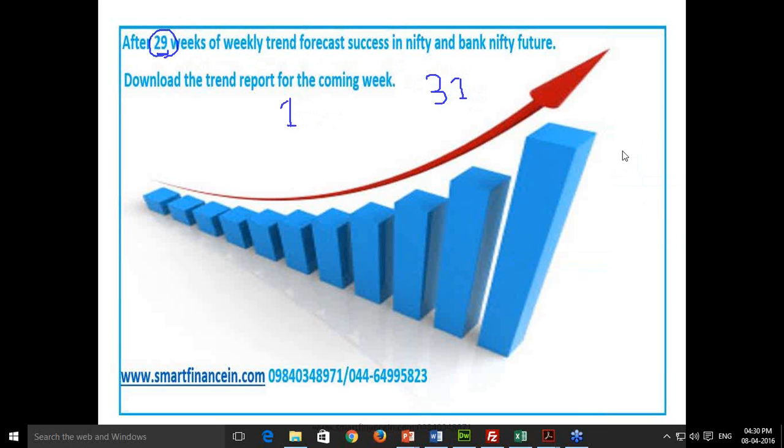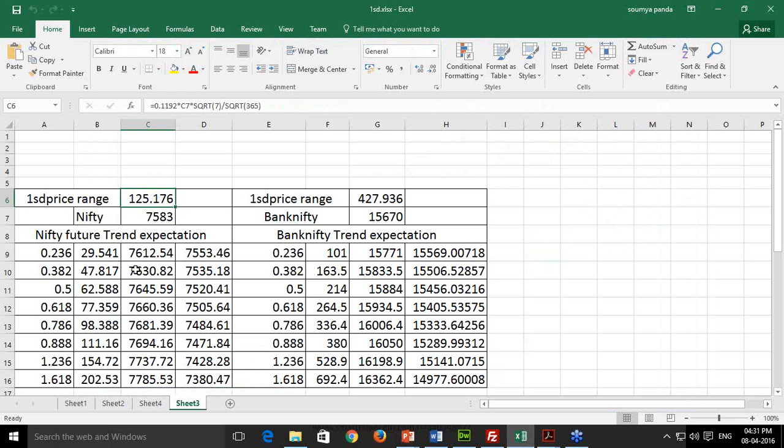projection I am going to give. The 31st week's projection I am going to give now. So the coming week will be the 31st week. So for the coming week, the calculations go like this.